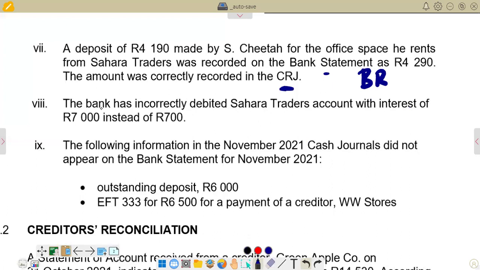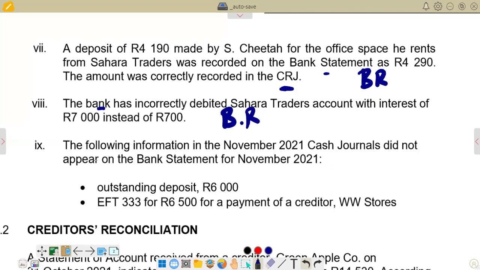The bank is the one which made the error. So if an error has been made in the bank, it means it's going to affect the bank statement only. It doesn't affect our journals. So this one also is going to affect bank reconciliation. Any error that is on the bank statement will affect the reconciliation.